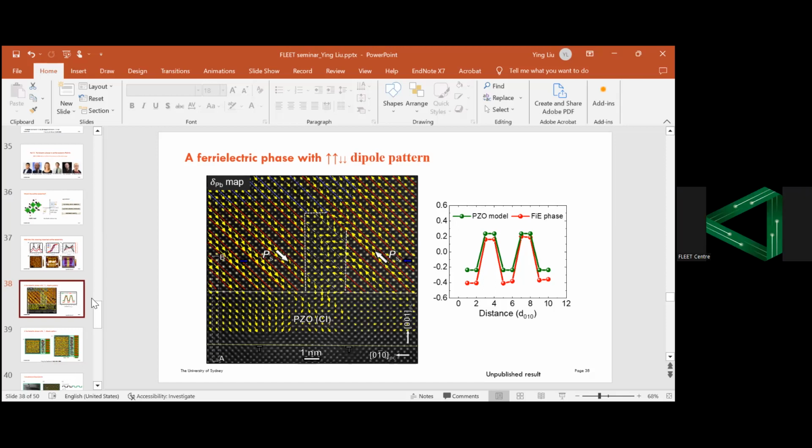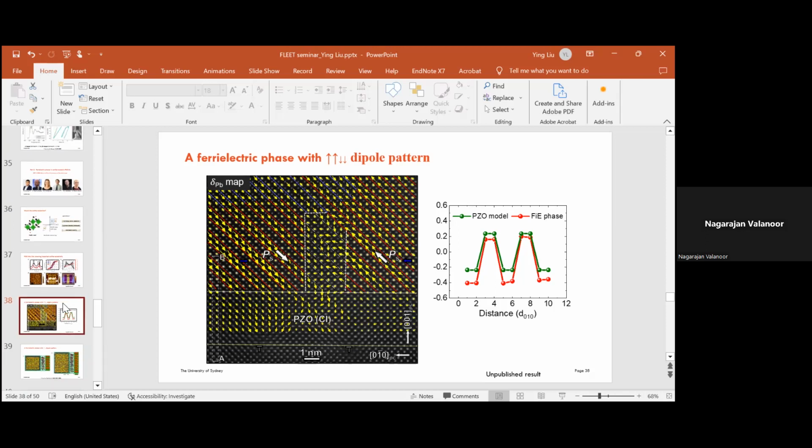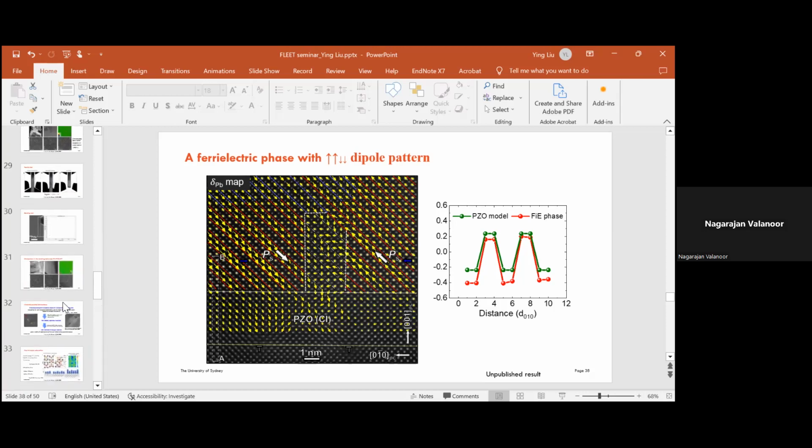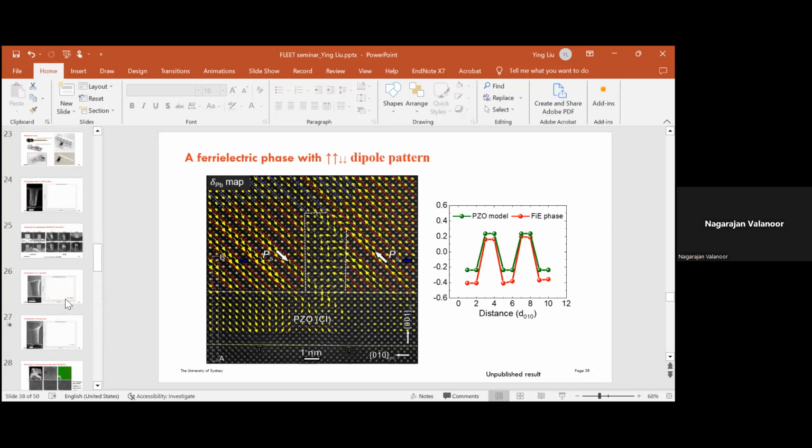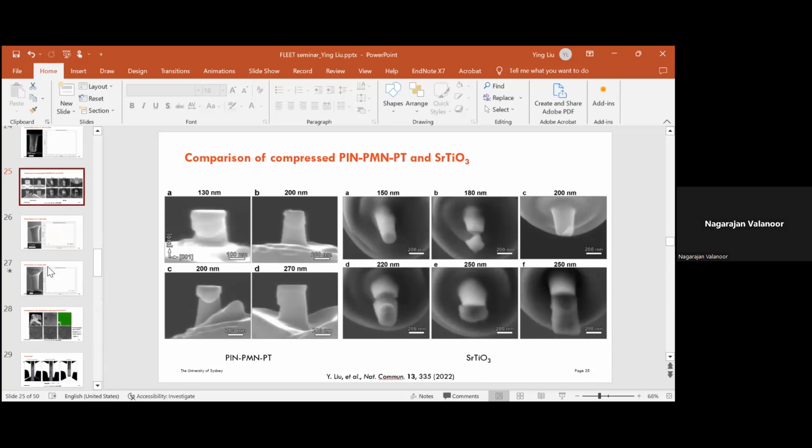Any other questions, guys? Hi, Ying. This is Nagi. When you looked at those pillars and you say it is elastic deformation, plastic deformation, how do you know that? You just showed us some video, and what signature are you looking for in plastic and elastic deformation?